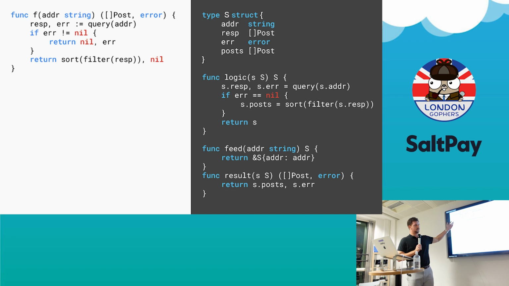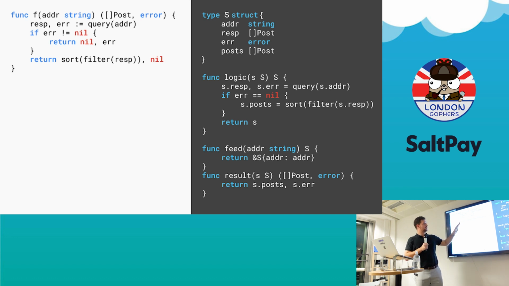Let's say we have this very simple function, some function f. It takes an address, queries an endpoint, assesses the error. The indentation is broken, it's fine. And so it either passes a filtered and sorted response here or the error itself. Now, this is the way we can rewrite this function. And again, the indentation is broken, but it's fine.